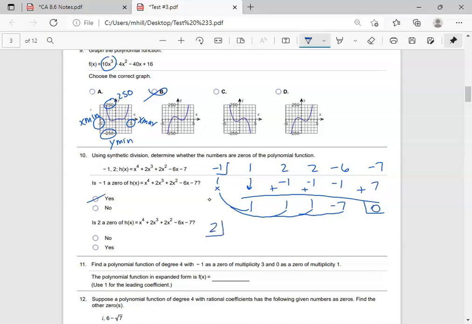Then it wants me to do the same thing with 2. Is it even possible to have more than 1 zero? Yeah, it's just where it crosses the x-axis. Yes, it can have more than 1 zero.